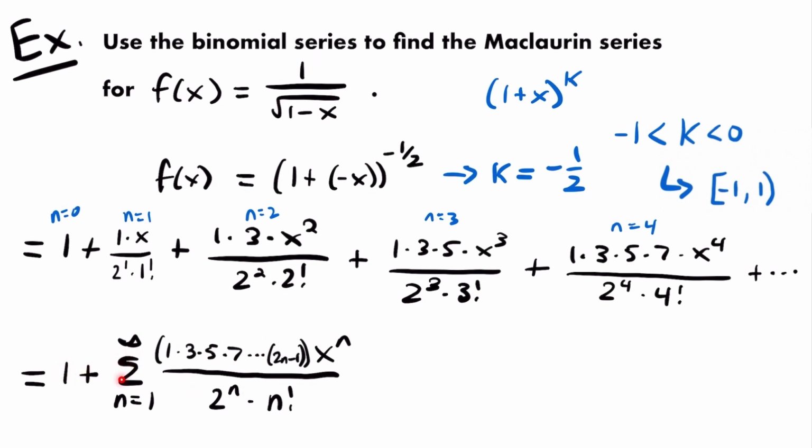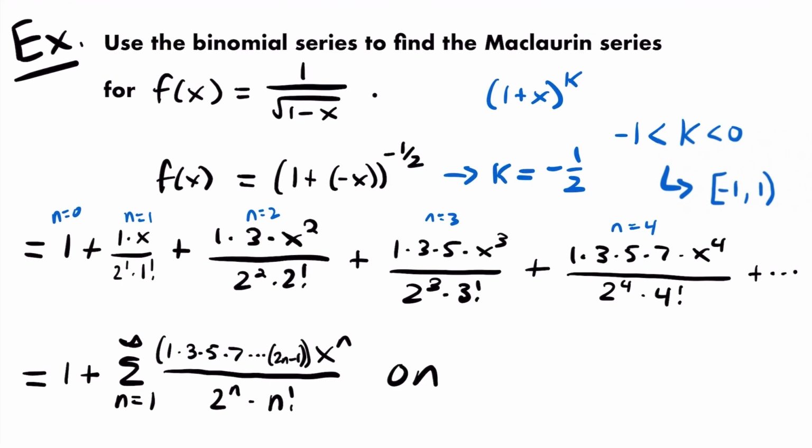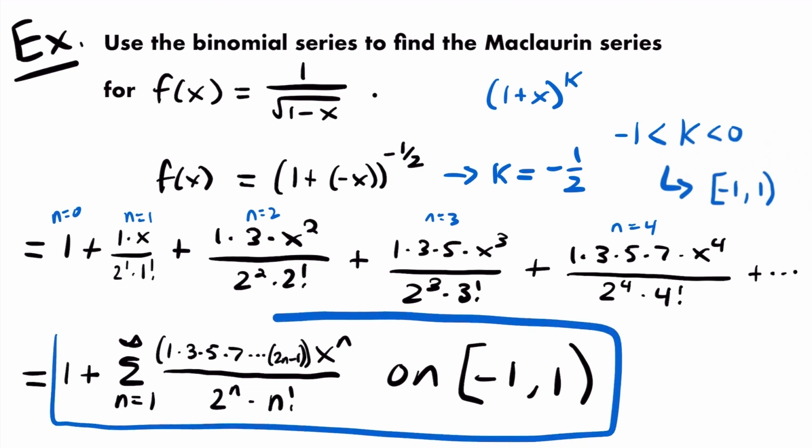It's 1 plus the sum from n equals 1 to infinity of 1 times 3 times 5 times 7 all the way up till 2n minus 1, and then that's all multiplied by x to the power of n divided by 2 to the power of n times n factorial. And this power series is convergent on the interval from negative 1 to 1, including negative 1, but not positive 1. We determined that at the very beginning of this problem. And so that is the final answer for this example. We found the Maclaurin series that represents this function by using the binomial series.